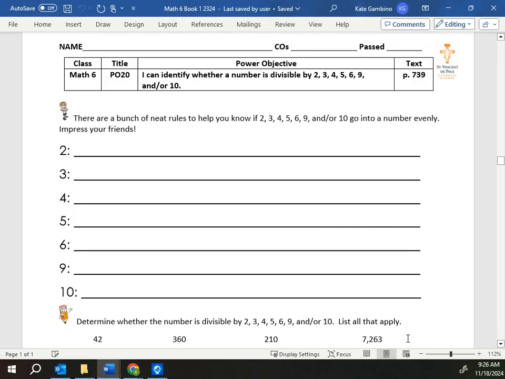We are starting on PO20. So good morning. We are reviewing Unit 3. Unit 3 is from PO20 to PO28. So on your help sheet, you are going to want to write these divisibility rules.